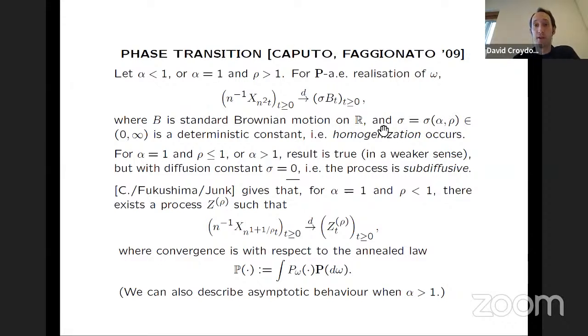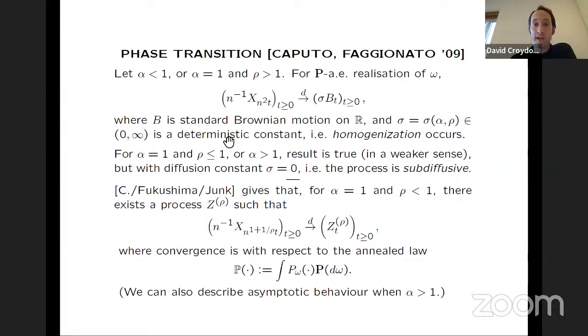In this paper, there's more study on how to characterize this diffusion constant and how it depends on the parameters and so on. But anyway, in this regime, we've got so-called homogenization. We're seeing just the usual diffusive behavior. This is just the same as the lattice.